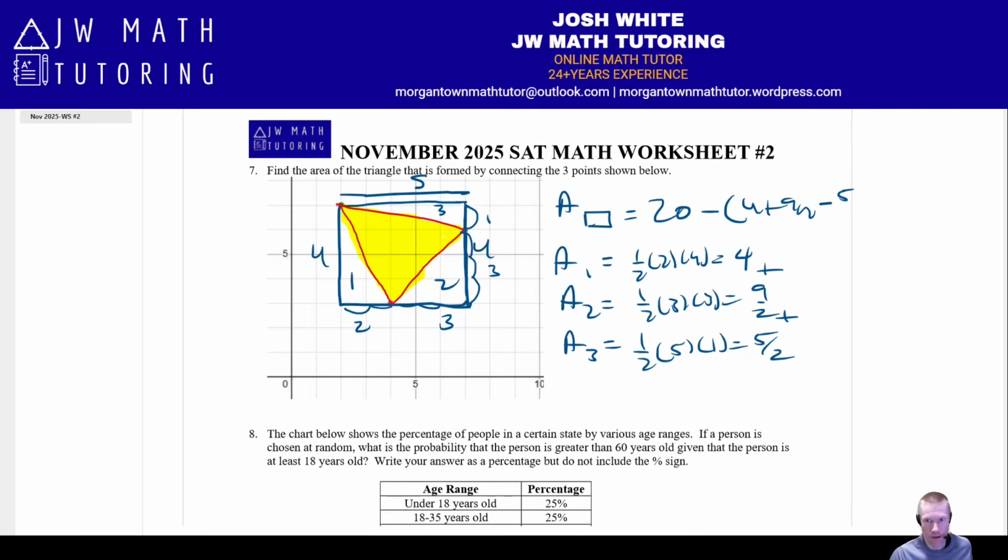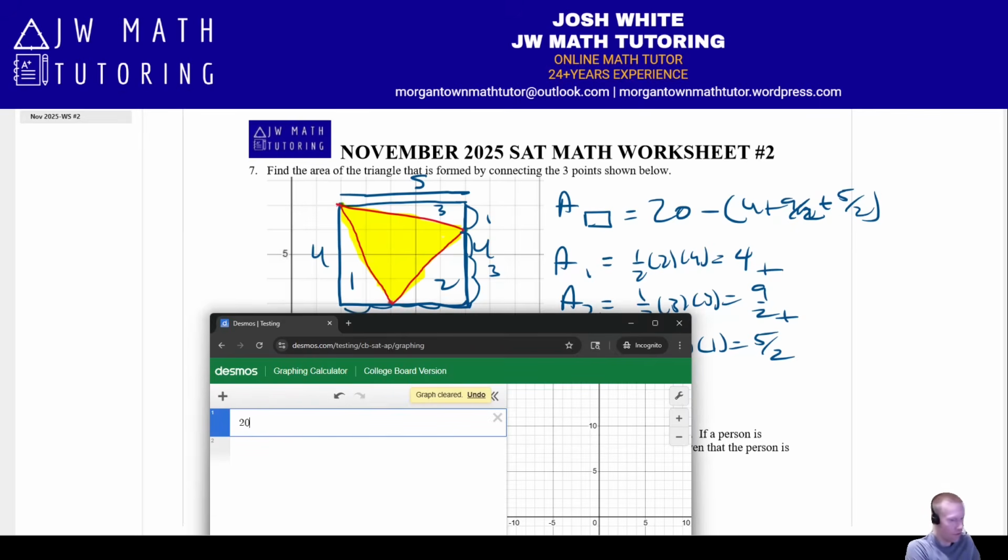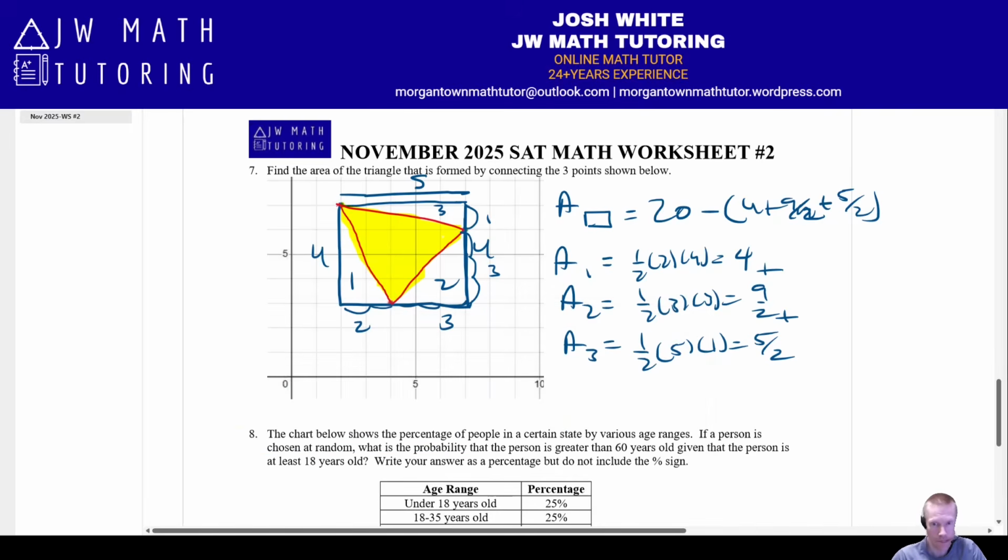Get rid of that. That's the 9/2. So I would just go to Desmos to do those calculations. 20 minus 4 plus 9/2 plus 5/2. You get 9. 9 is the correct answer here. And that's what you would fill in. Okay, so that's one method.